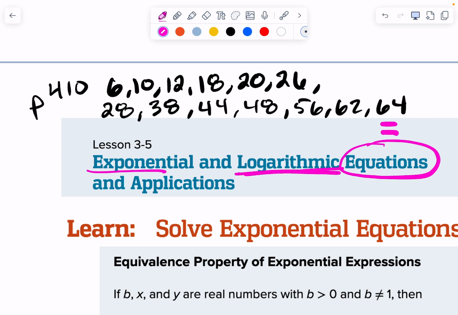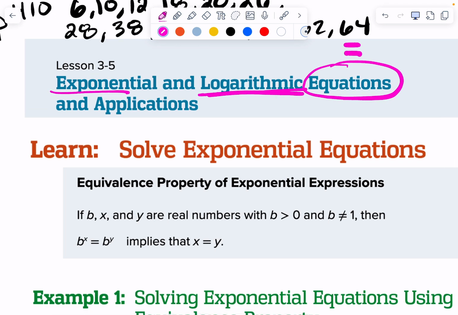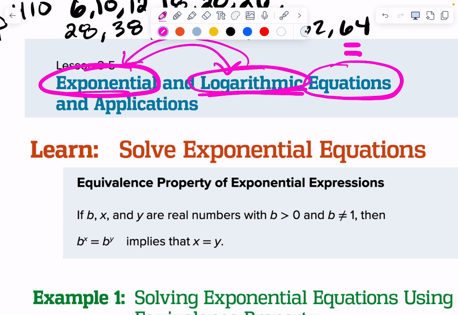Here's the deal. When we start to solve exponential and log equations, if you get stuck in one land, right? If we're in exponential land and you get stuck, switch it to log land. If you are in log land and you get stuck, you switch it to exponential land, okay? You go back and forth between the two, and somehow, some way, you will end up solving it.